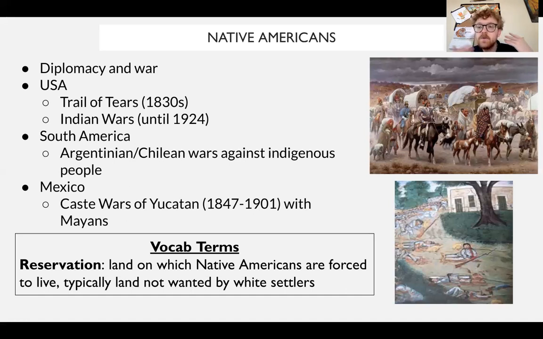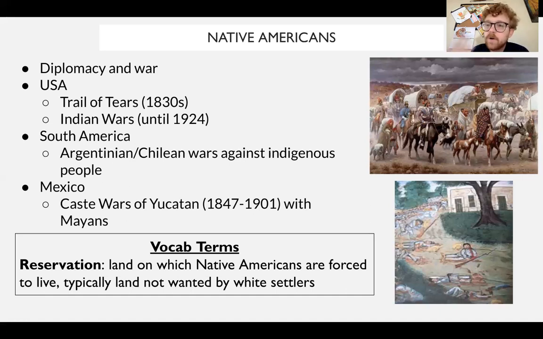So we see United States official policy with regards to Native Americans through military conflict. We call that the Indian Wars. And these are going to last until the 20th century, until indigenous people are officially granted citizenship in the United States. Because that's another thing that unites North and South America.